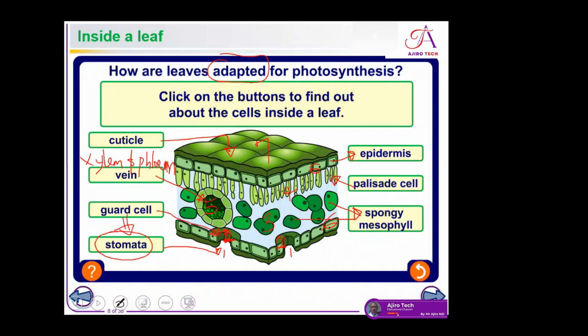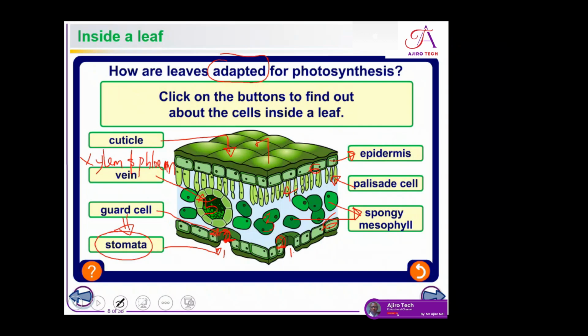There are usually two guard cells around one hole. So when they absorb water, they swell and open up the hole. And when they become flaccid, they close up the hole, which is the stomata. So anytime you find guard cells, there's definitely a stoma there. Two guard cells control one stoma. And that's what it looks like.